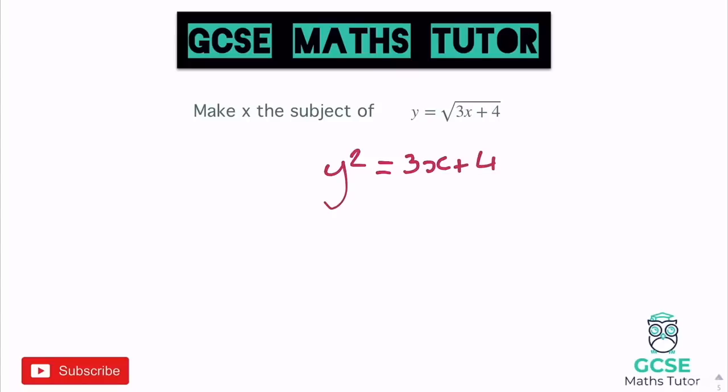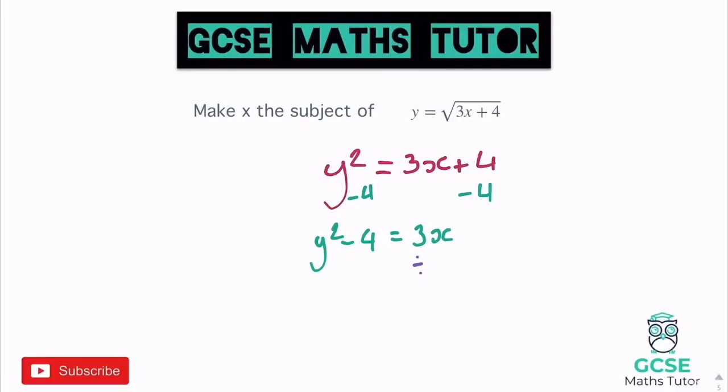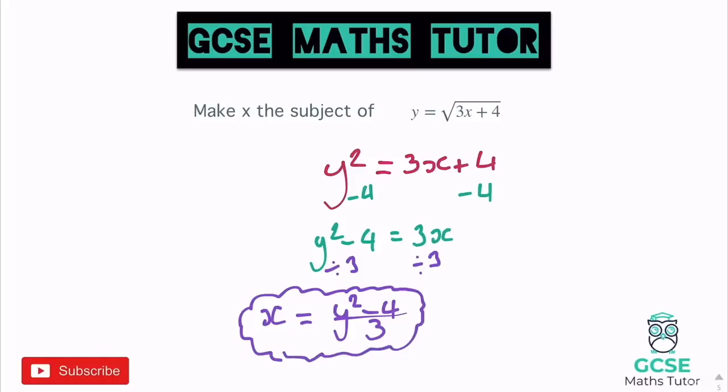So once we've done that, quite nice and easy, it looks quite similar to some of the others. We're going to minus 4 from both sides. Then we get y squared minus 4 equals 3x. And then finishing it off just like some of the first ones we did, we're going to divide by 3. So divide by 3, and we get y squared minus 4 all over 3 equals x, or we could just write the x equals at the start. So x equals y squared minus 4 over 3. And that's our final answer there. Just remember that when we've got the square root, everything's locked in until we square both sides.